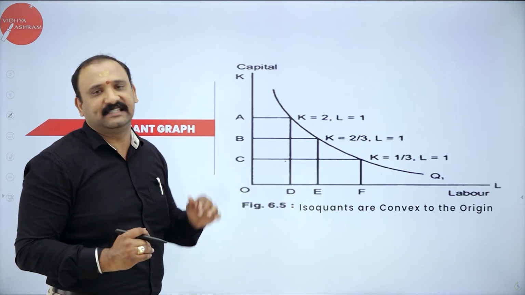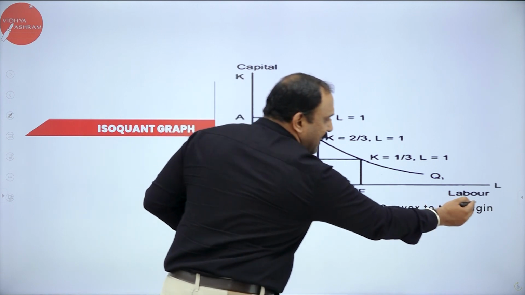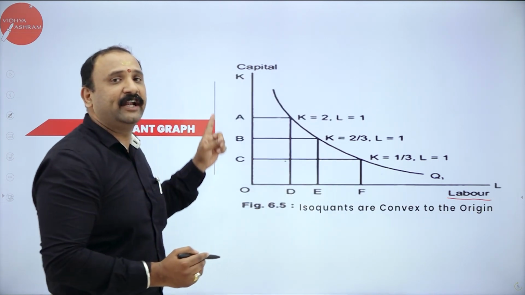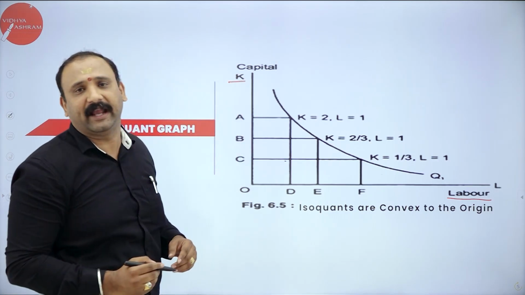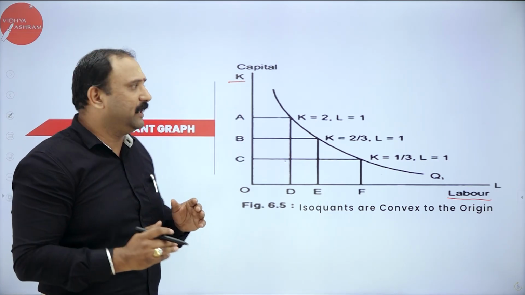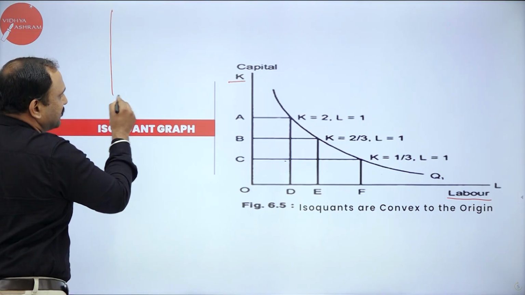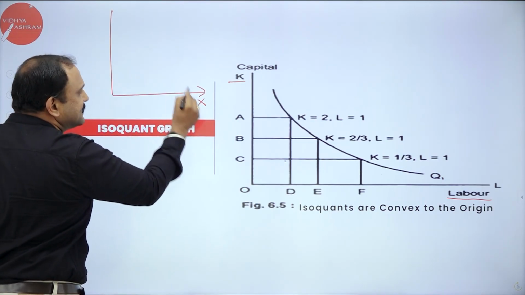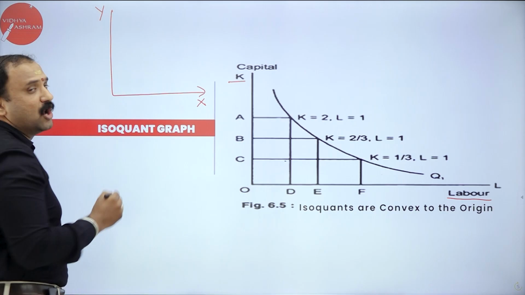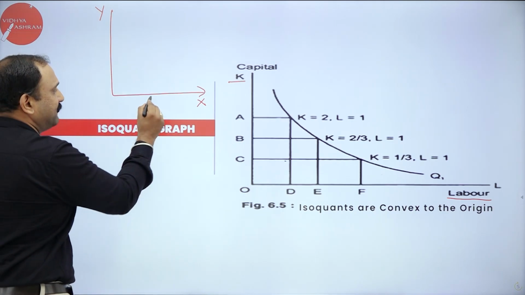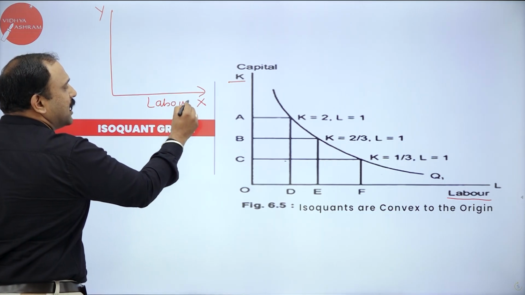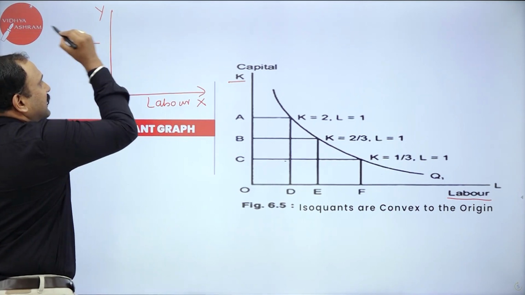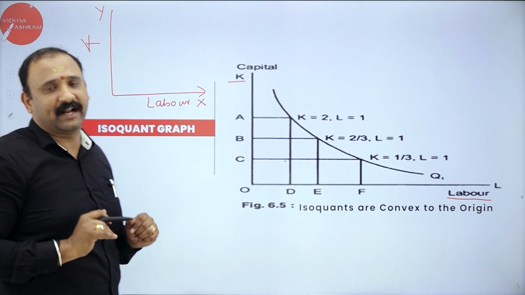On the x-axis, I will be taking the factor called labor, and on the y-axis, we are taking capital K. So let me repeat again. We have a graph here. In this graph, we have an x-axis and y-axis. On the x-axis, we have taken labor, and on the y-axis, we are going to take capital K. So we have taken both factors now.